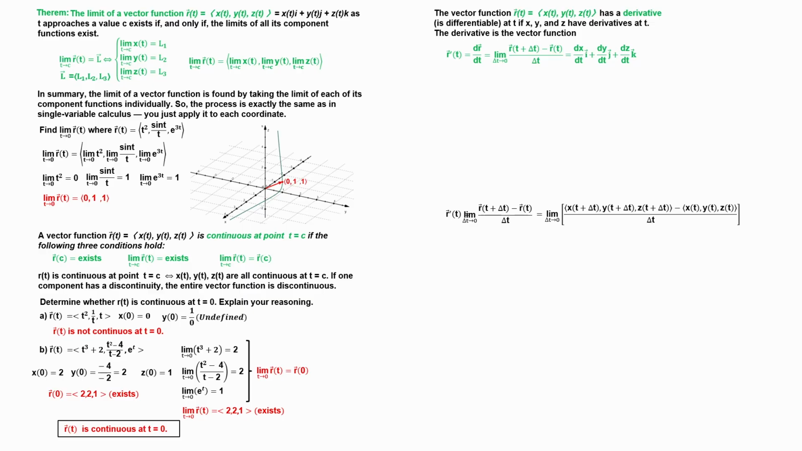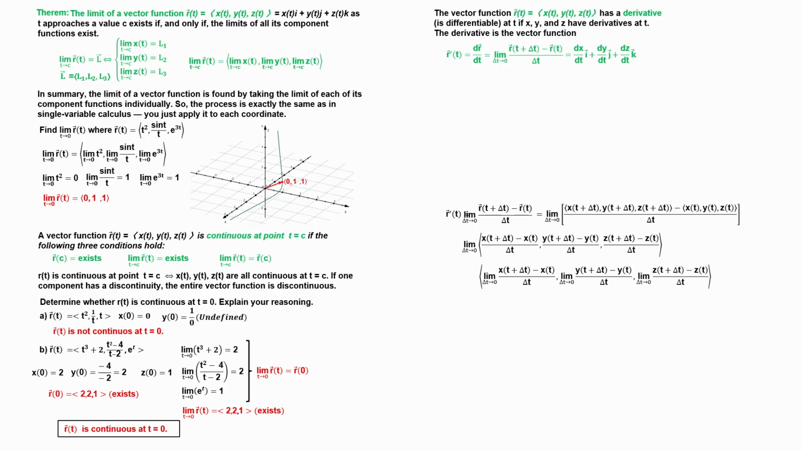Then, because dividing by the scalar delta t is the same as multiplying by its reciprocal, we can distribute that scalar division to every single component. This gives us three separate difference quotients, all inside a single limit. Since the limit of a vector function is simply the limit of its components, we can move the single external limit inside the vector brackets.